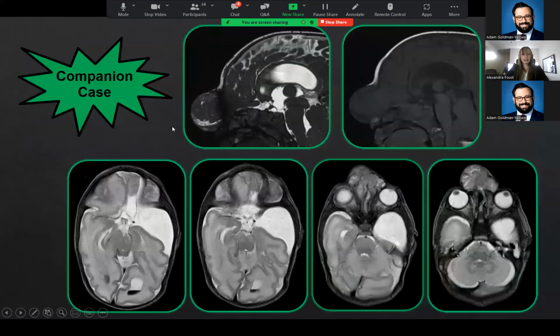This is a companion case then of another frontonasal encephalocele. This is a patient who is a neonate. You can see this one's quite large. You can see there's retained connection with the subarachnoid space. You've got CSF in there in case there was any question. This one actually has pieces of both frontal lobes, but a lot more from the left side and a little bit of intraventricular hemorrhage as well.